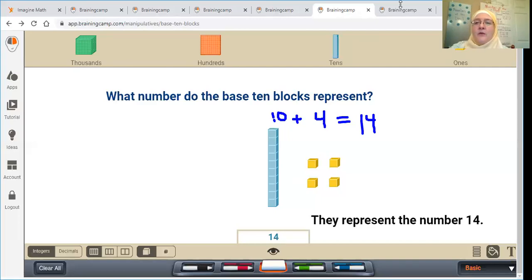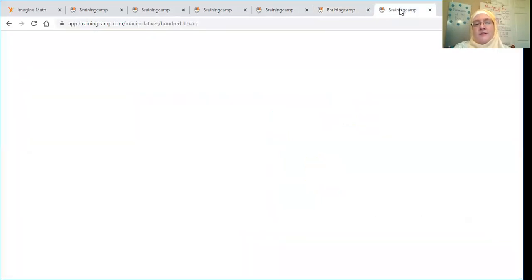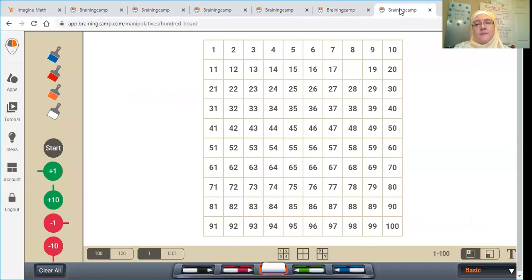Let's see. I think there was one more way that I found on the computer. Do you notice this? The hundreds chart. Is there something missing? Do you see it? Right there. That's right. It is 1 more than 17 and 1 less than 19. What am I?